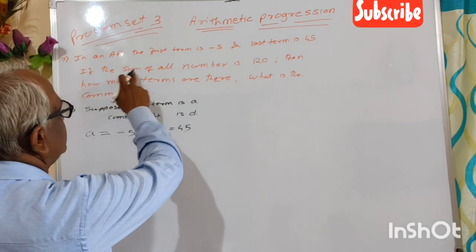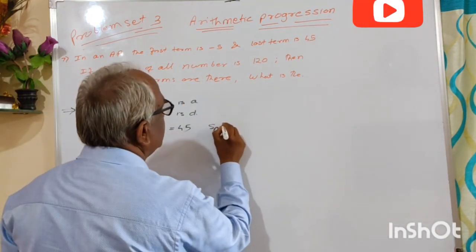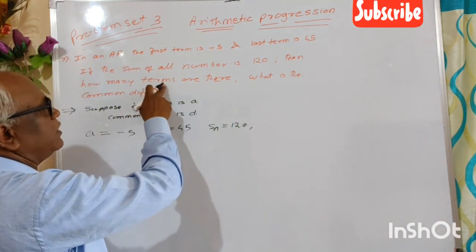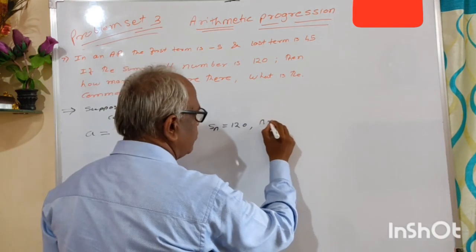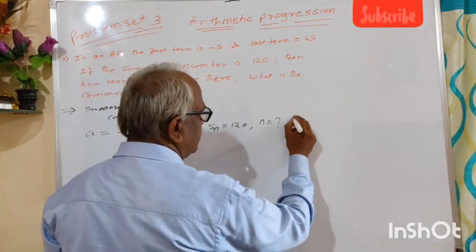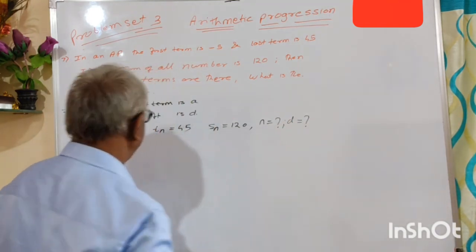And Sn, that means the sum of all the terms, Sn is equal to 120, is given. And how many terms are there? That means n is equal to question mark, that we are going to find. And what is the common difference? D is equal to question mark. This we are going to find now.